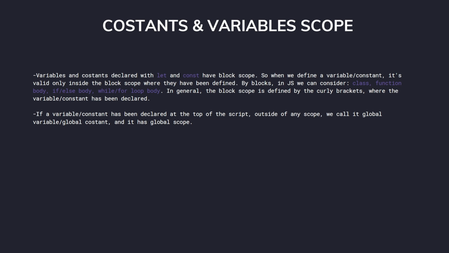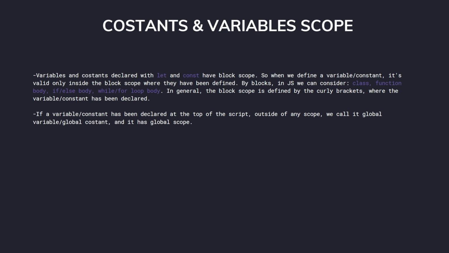Now let's talk about constants and variable scope. Variables and constants declared with let and const have block scope. So when we define a variable or a constant, it's valid only inside the block scope where it has been defined. By blocks, I mean in JavaScript we can consider a block a class, a function body, an if-else body, or a while or for loop body. In general, the block scope is defined by the curly brackets where the variable or constant has been declared.